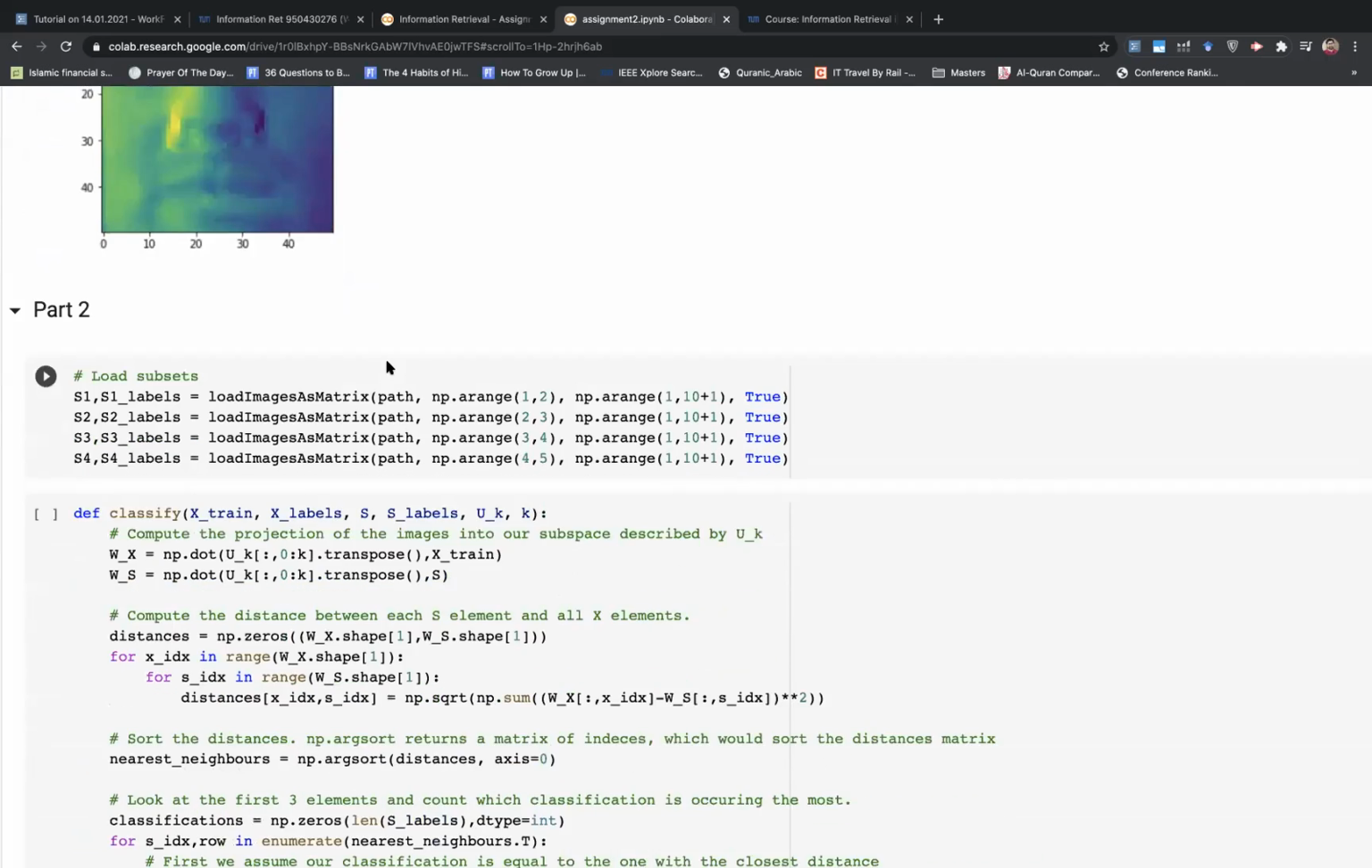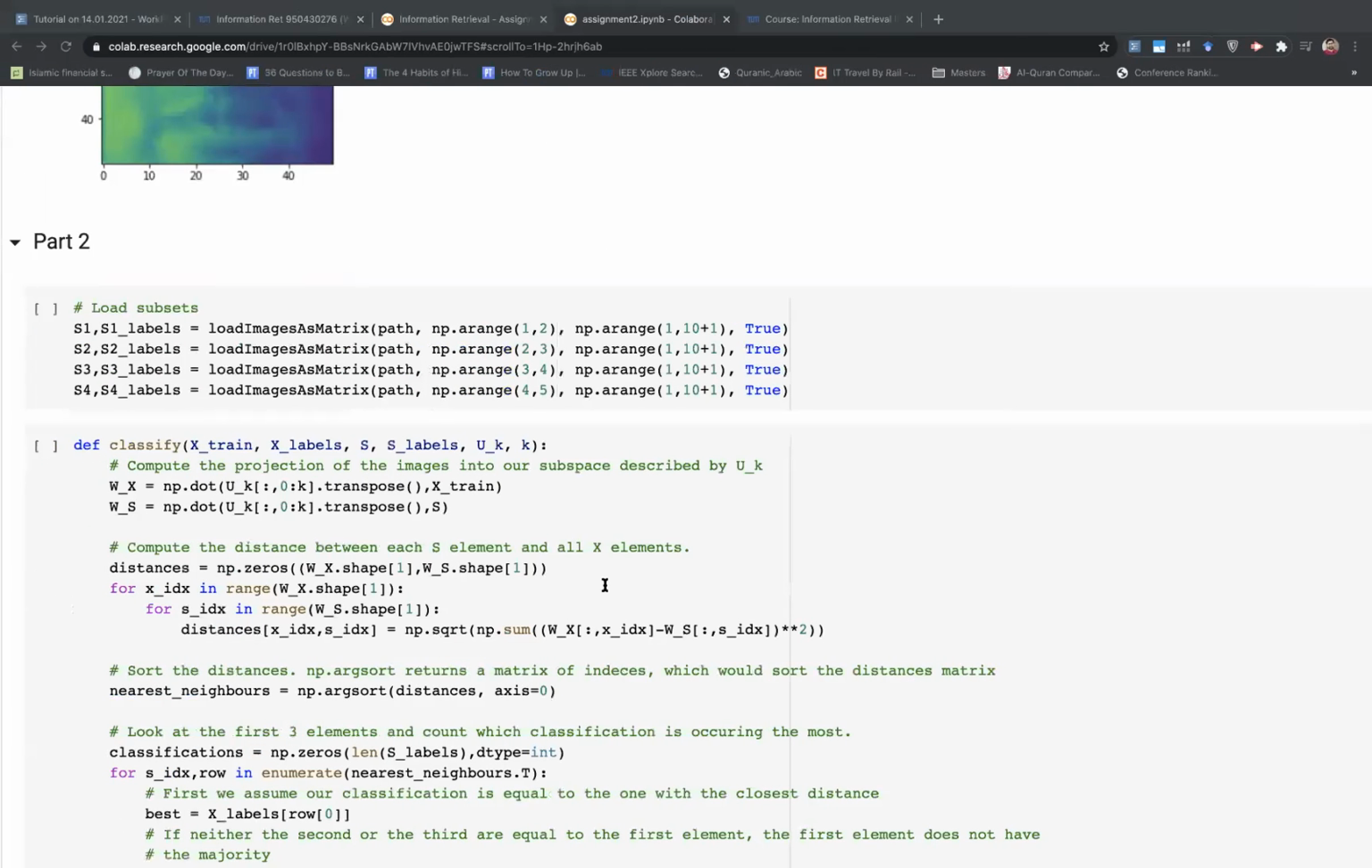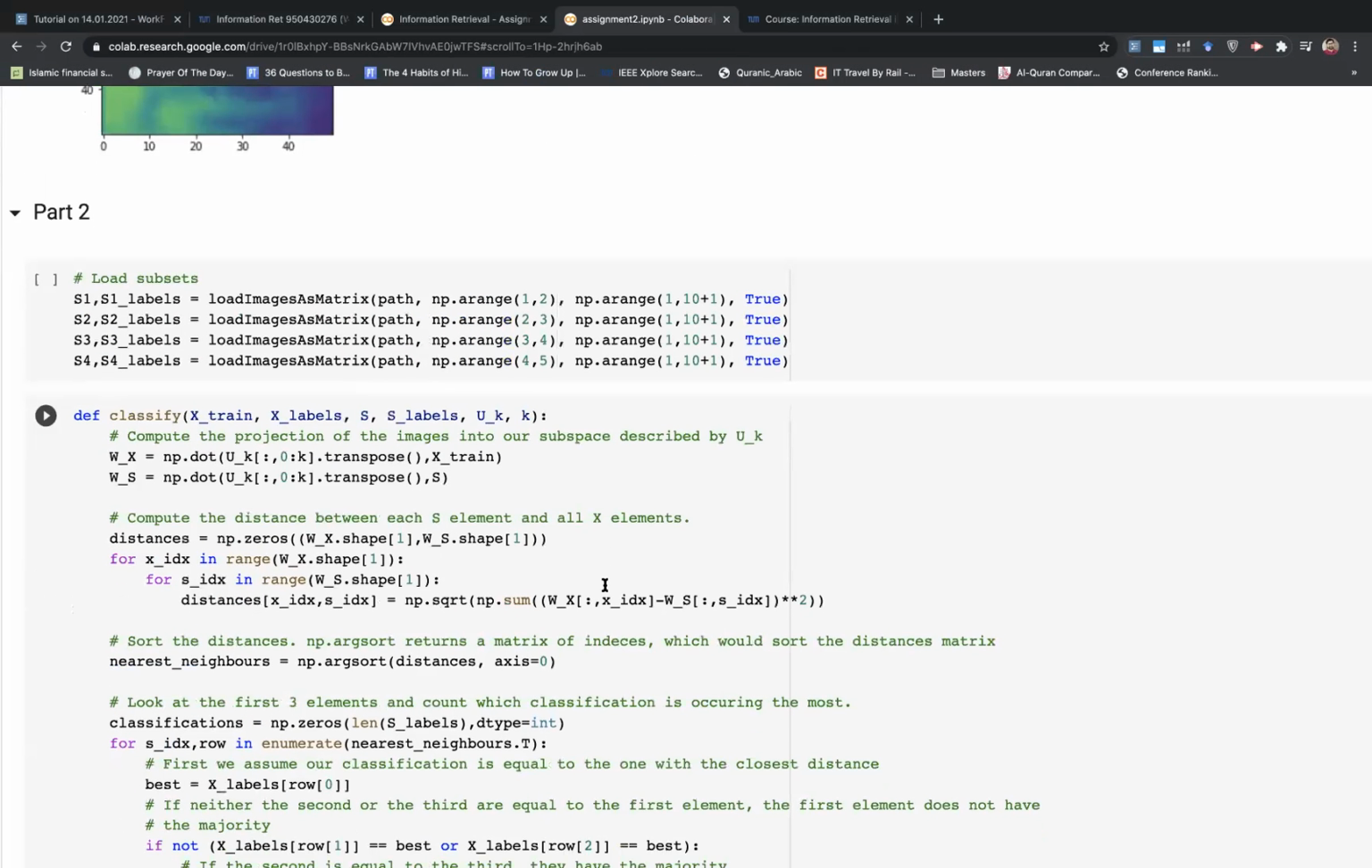Okay, and then write a function. The second part takes as an input the training set T, a matrix composed of vectorized pictures from subset 0, and then the whole thing, right? So it was a quite involved task where you had to plot the error rate for each subset, and also you have to calculate the error rate, right? So let's just jump into it.